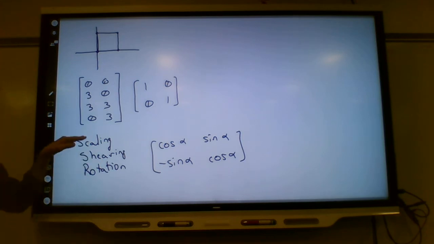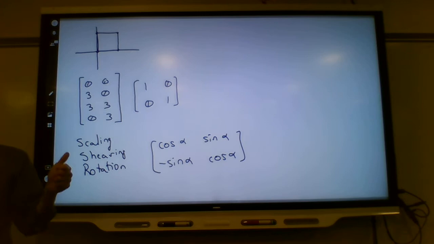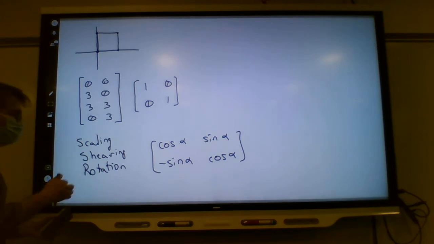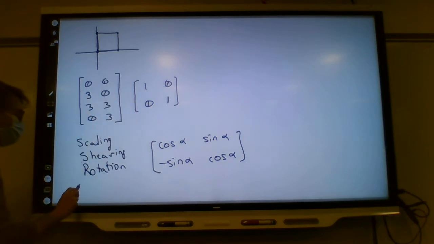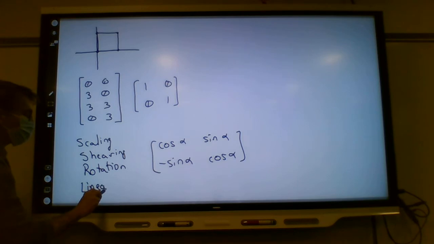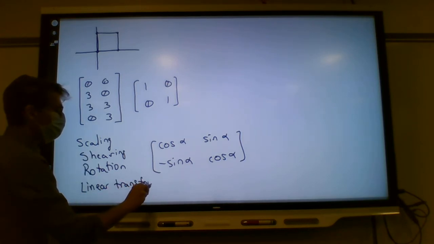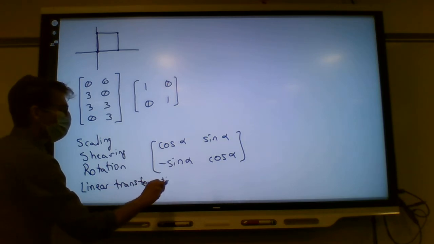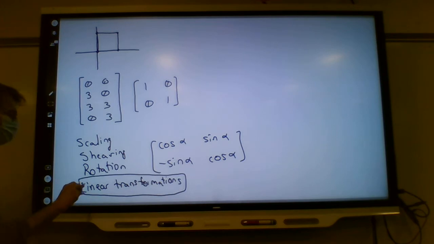What stays fixed in all of these? The scaling, the shearing, and the rotation? The origin. The origin stays fixed, right? So that's this kind of situation where the matrix multiplication and the origin stays fixed. That transformation of the vectors, all of these are examples of what are called linear transformations. These are the kinds of things that we can do with a matrix multiplication.